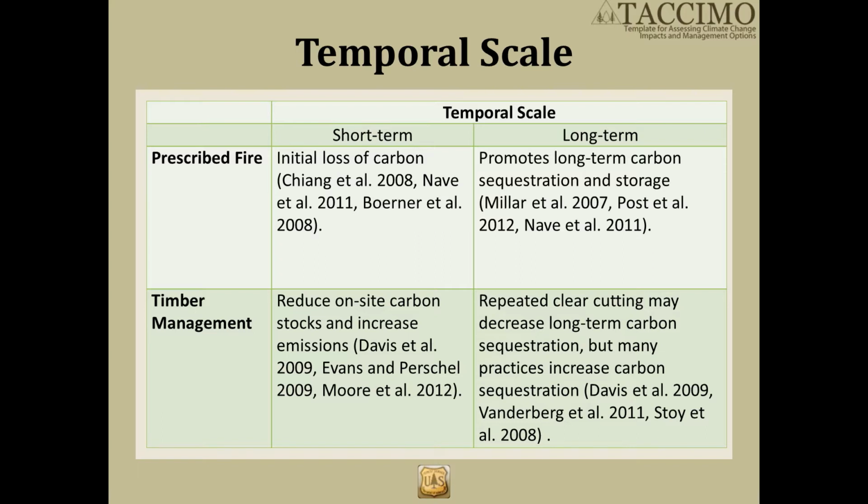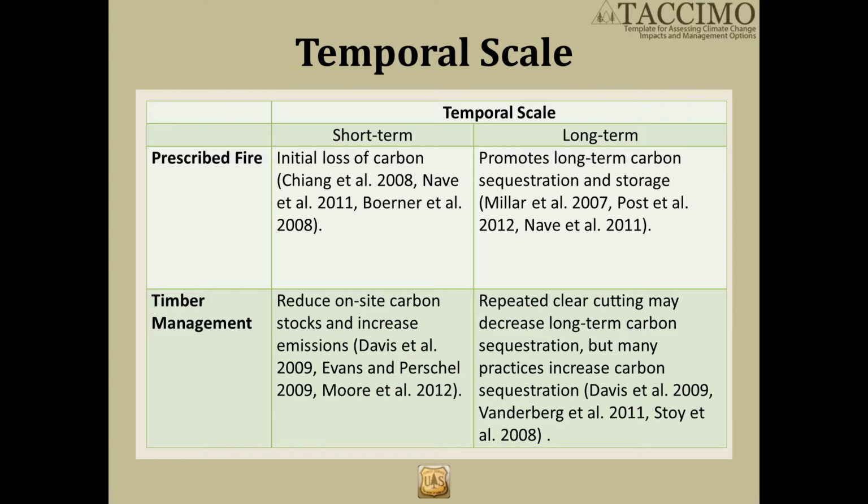In thinking about carbon specifically in forests, and how different management practices, with prescribed fire and timber management as the two examples I highlight here, temporal scale is very important in determining if a source of science on carbon and that management practice is relevant to us. So are we thinking about short-term or long-term impacts? In the short term, prescribed fire may result in an initial loss of carbon. However, in the long term, it may promote carbon sequestration and storage and other benefits, especially in fire-adapted ecosystems.